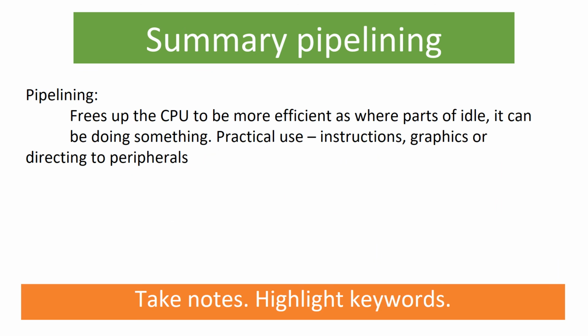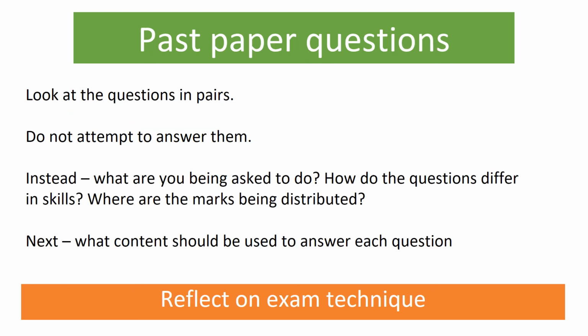So in summary, a pipeline frees up the CPU so it is more efficient. CPUs which don't support pipelining are likely to be slower and will have idle parts. Therefore, we can free up this idle space by using pipelining. This means that we are running fetch, decode and execute cycles in the same clock cycle. This is particularly good when you're using graphics or having to render graphics.